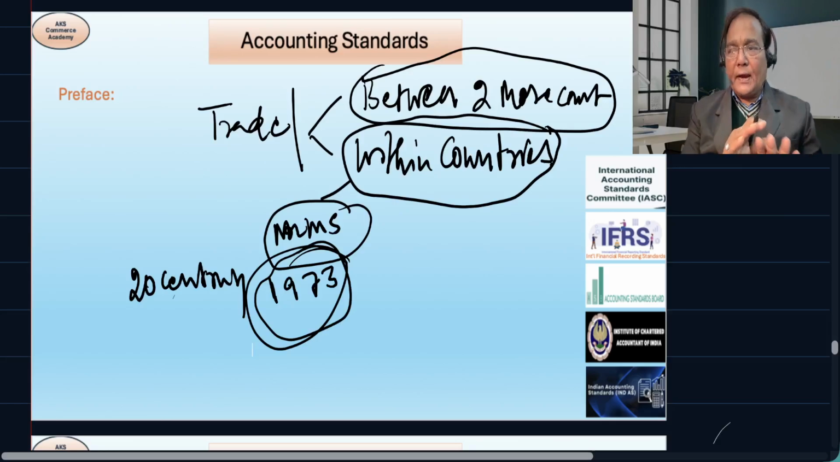So I hope you now understand the term accounting standard, how it has come up and how it is being implemented across not only India but abroad as well, with different names. We will understand them one by one.